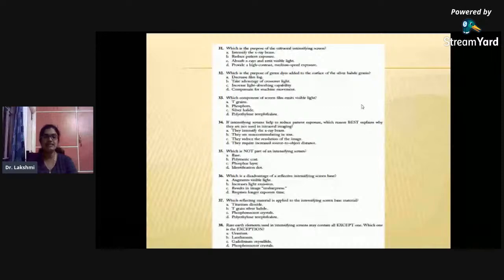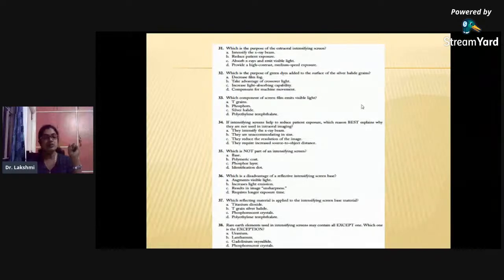34. If intensifying screens help to reduce patient exposure, which reason best explains why they are not used in intraoral imaging? The answer will be C, they reduce the resolution of the image. In big film, even if there is a blur or not a proper resolution, the area covered will be more. But in intraoral, the area itself is small, right? So they lose their diagnostic quality. So that is why 34 answer will be C.